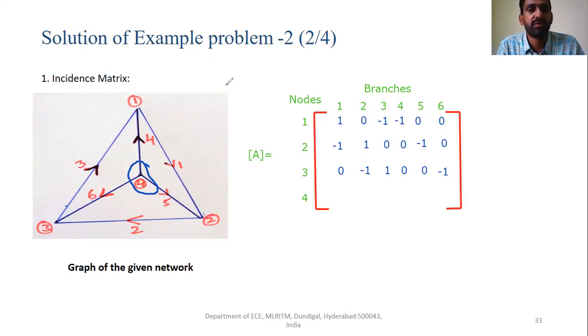So coming to node number 4 here, what about branch number 1? Here is node number 4 and here is branch number 1. You can see it is not incident to node number 4. What about branch number 2? Branch number 2 is also not incident to node number 4. And what about branch number 3? Branch number 3 is also not incident to node number 4. So the first 3 elements are going to be 0.